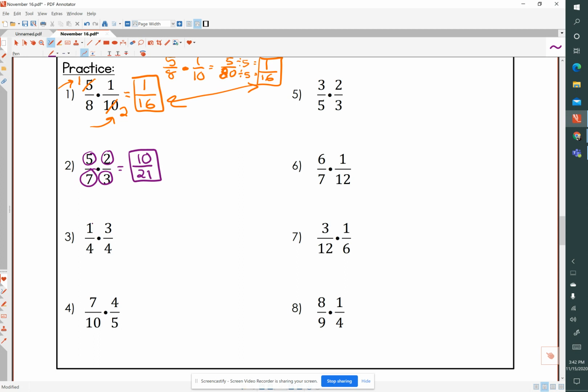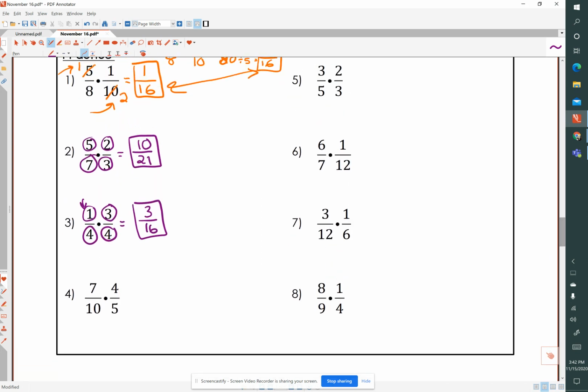Number 3, we look at 1 and 4. We cannot simplify anything with a 1, it is already as simple as it can be. 3 and 4 cannot be simplified. They do not have a common factor. So I multiply across. 3 times 1 is 3. 4 times 4 is 16, and that, again, is a final answer.